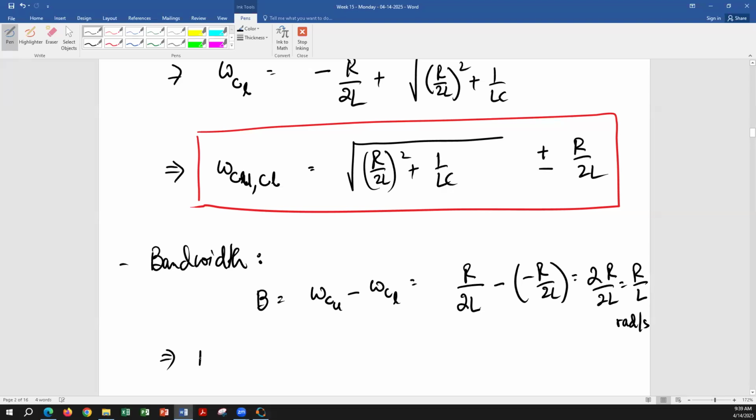And of course, bandwidth in hertz is going to be 1 over 2 pi R over L. So this is bandwidth in radian per second and bandwidth in hertz.